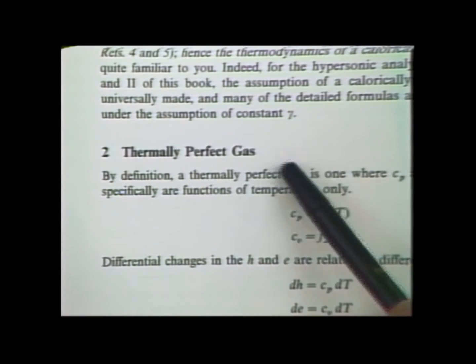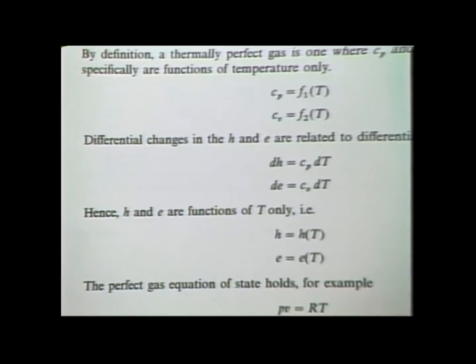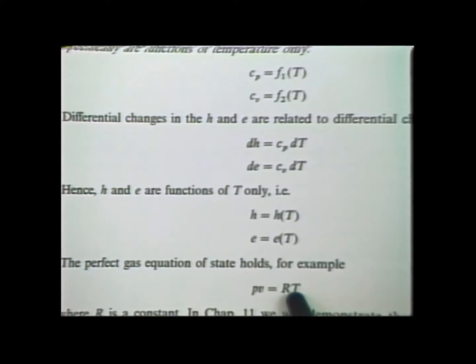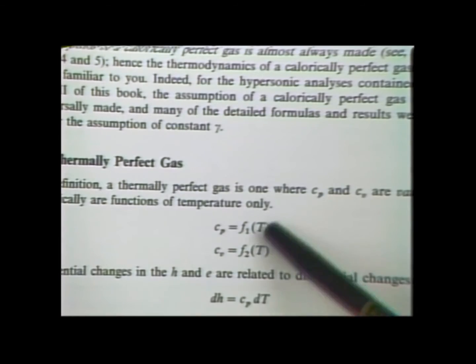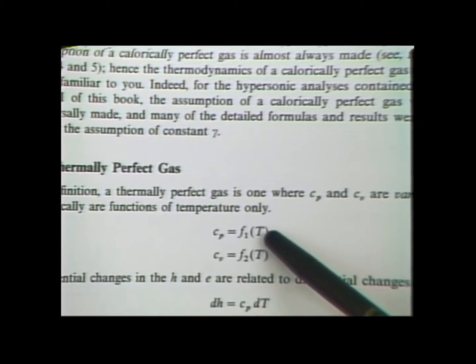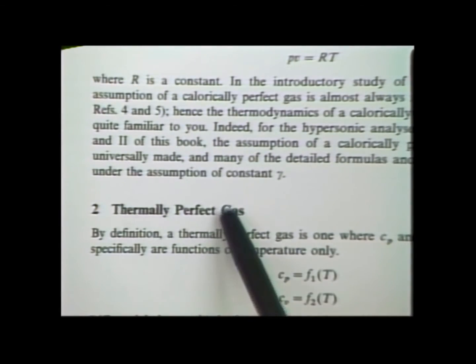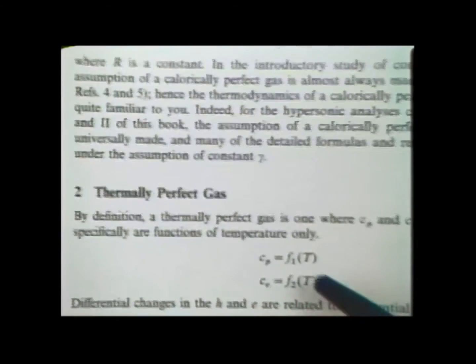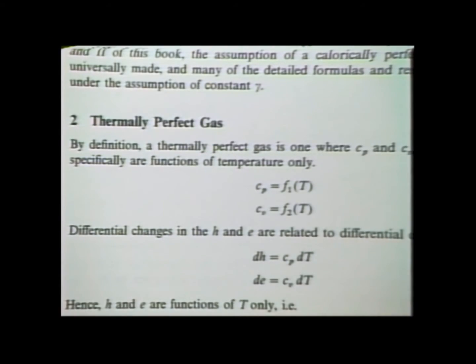Now, a second type of gas is a thermally perfect gas. By definition, this is one where intermolecular forces are negligible. It's still a perfect gas. PV is still equal to RT because we're neglecting intermolecular forces. In this case, the specific heats now become functions of temperature. That's what is meant by a thermally perfect gas, one where the specific heats are variable, functions of temperature only. Okay? Now, third classification.